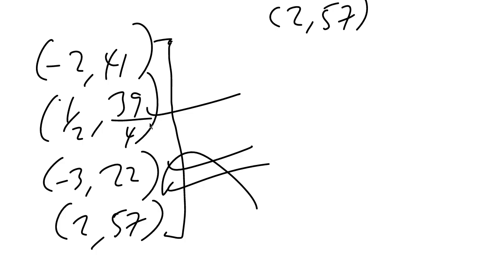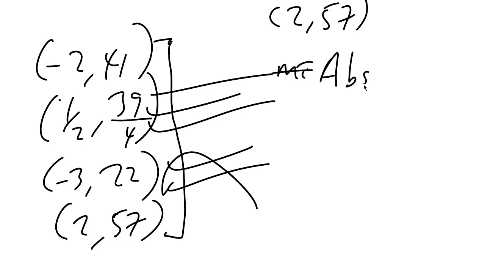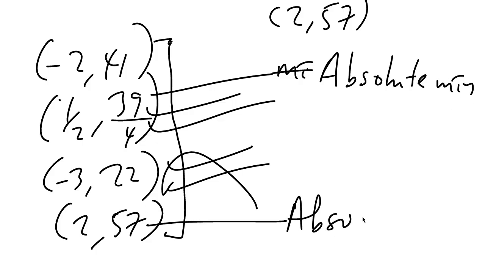This is the lowest point. Alright? This is the lowest point. So the lowest point here is the absolute minimum. And then what's the highest? 57. This is the absolute maximum point. Absolute maximum point, 2, 57. Right? 2, 57. Do you understand?